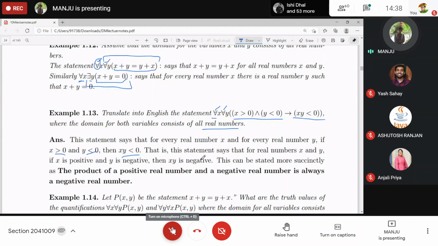Or in a more compact form, you can write: the product of two real numbers, a positive real number and a negative real number, is always negative. Okay, the product of a positive real number and a negative real number is always a negative real number. Okay.